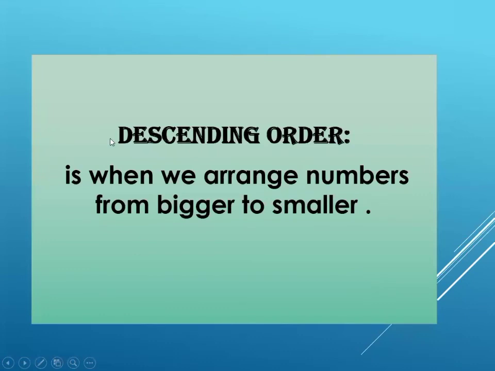Now we will know what is descending order. Descending order is when we arrange numbers from bigger to smaller. What will we do in a descending order? Descending order means arrange numbers from bigger to smaller. In descending order, we start with the bigger number and end with the smaller number.